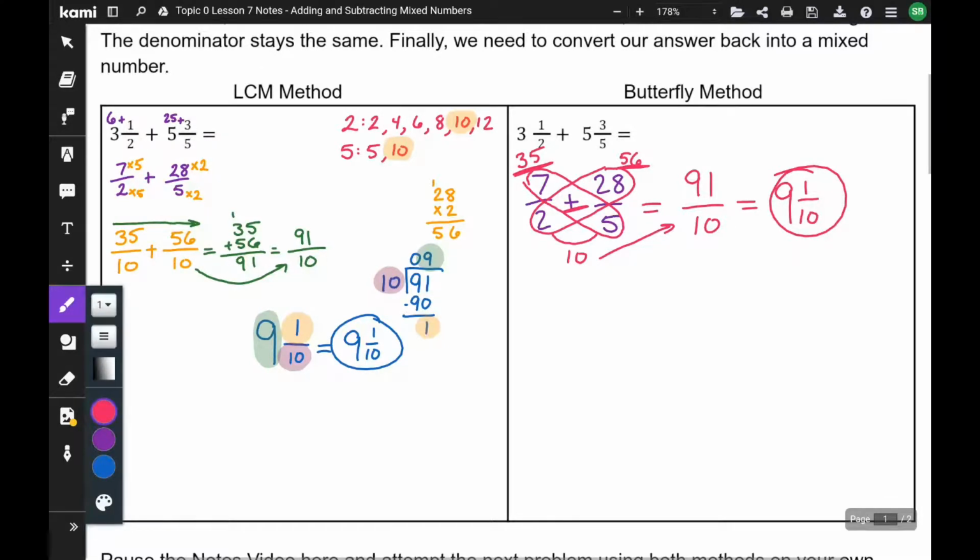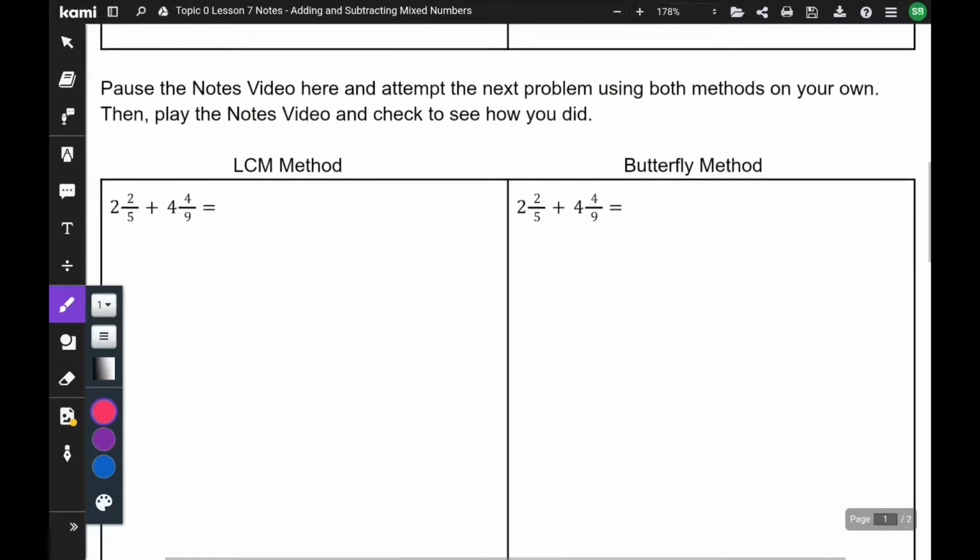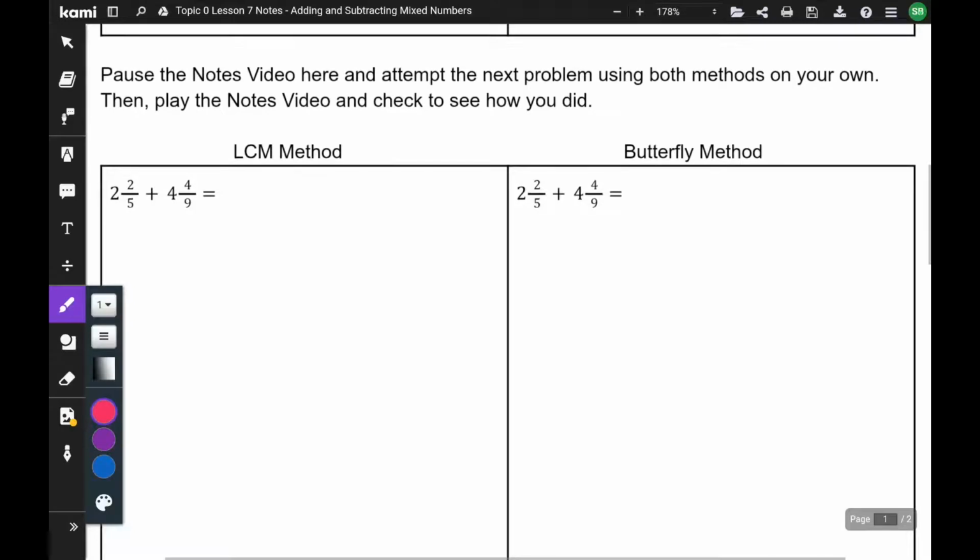All right, now pause the video and try to do these next 2 problems on your own using the methods. Then, once you've finished, unpause the video, check to see if your answers were correct and you have the work that matches it.